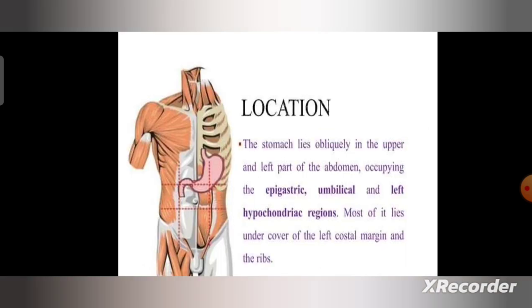Next is the location. The stomach lies obliquely in the upper and left part of the abdomen, occupying the epigastric, umbilical and left hypochondrial regions. Most of it lies under cover of the left costal margin and the ribs.